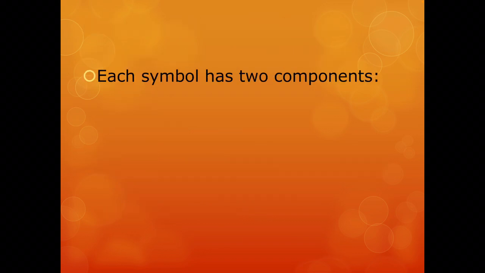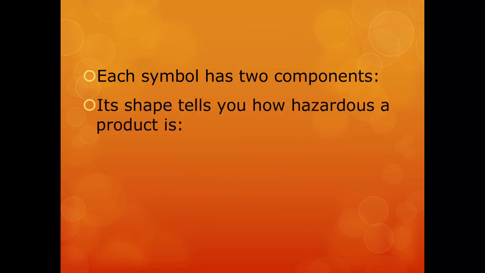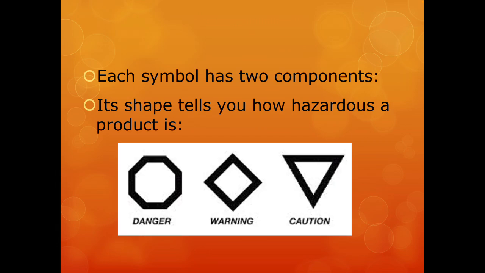So each symbol has two components. Its shape will tell you how hazardous the product is. For example, if you have an upside down triangle, this means caution, so that's the least dangerous. If you have a diamond, it's a warning, so notice we've added an additional side. And then if we have an octagon, so 8 sides, this indicates danger.